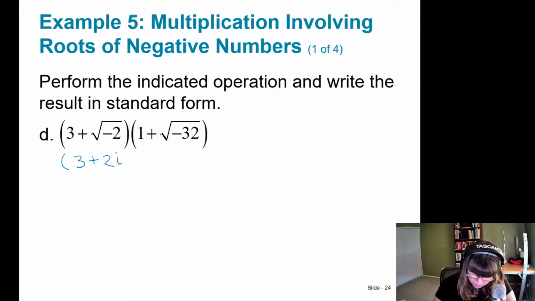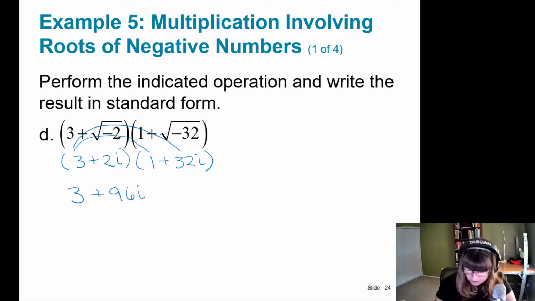3 plus 2i, 1 plus 32i. From here, I'm going to FOIL. 3 times 1 is 3. 3 times positive 32i is 96i. 2i times 1 is plus 2i. 2i times 32i, well, 2 times 32 is 64. i times i is i squared. Now, I've got to take care of that i squared. This is negative 1.